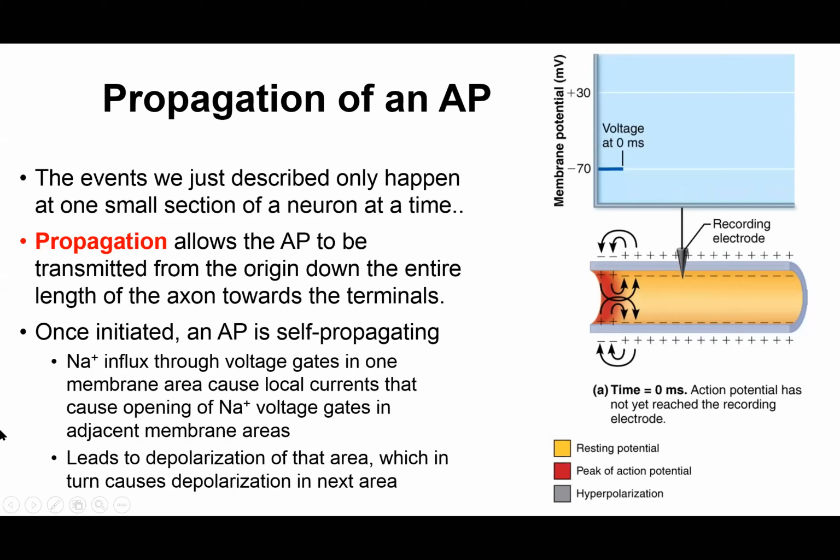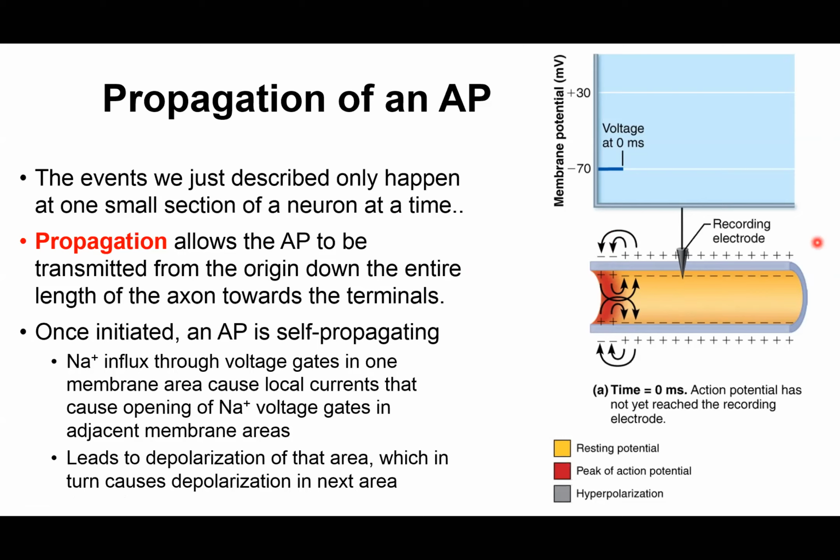So all of the events of the action potential that we just talked about only happen at one small section of a neuron at a time. Okay, and so this next section here is on propagation of the action potential, and propagation allows the action potential to be transmitted from one section down the entire length of the axon towards the axon terminals.